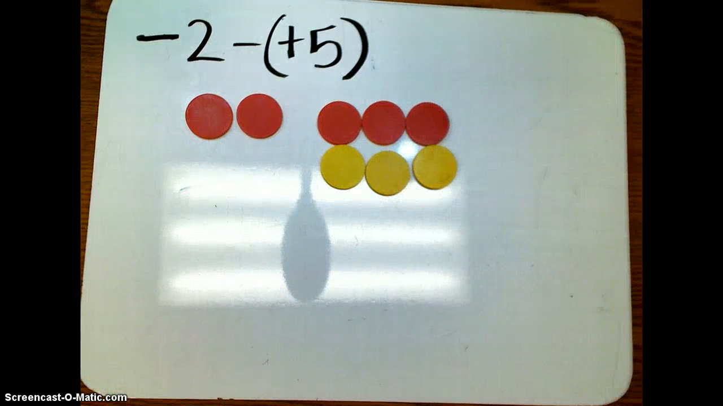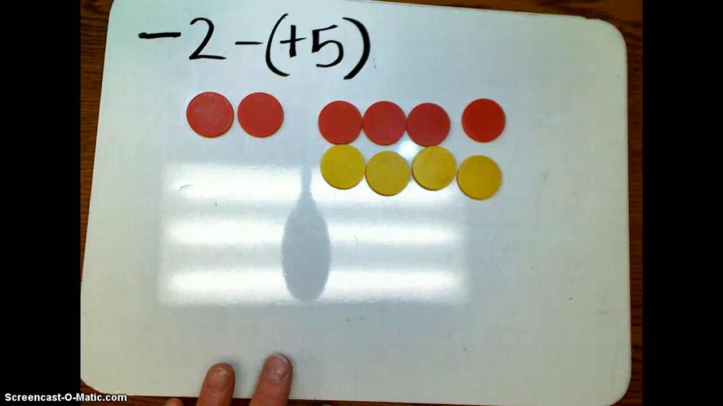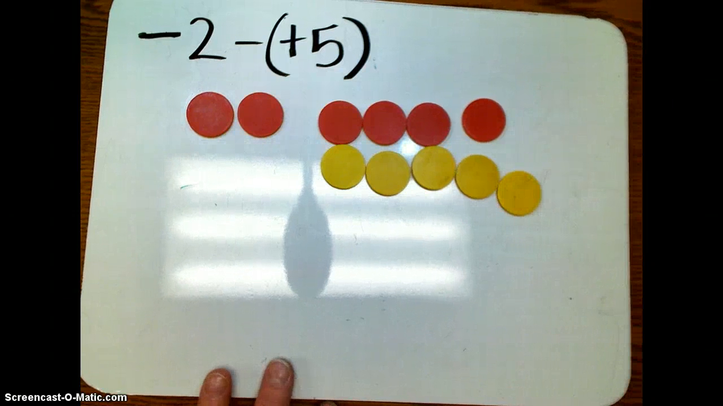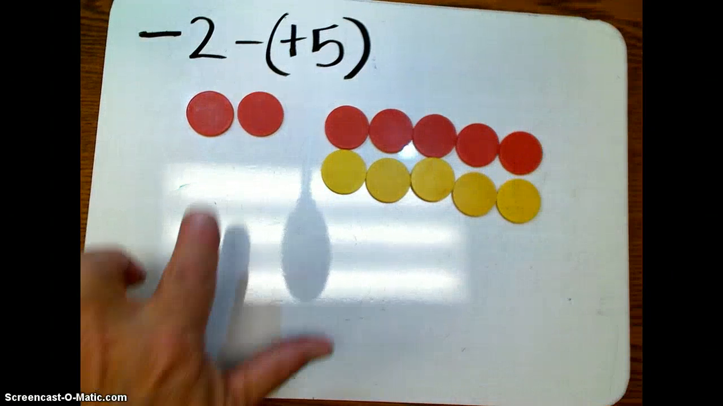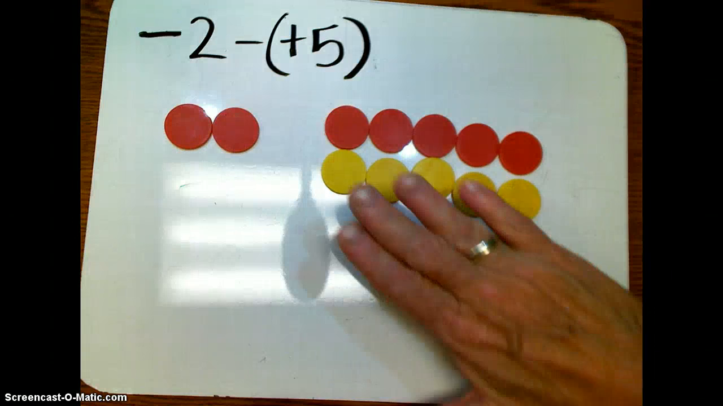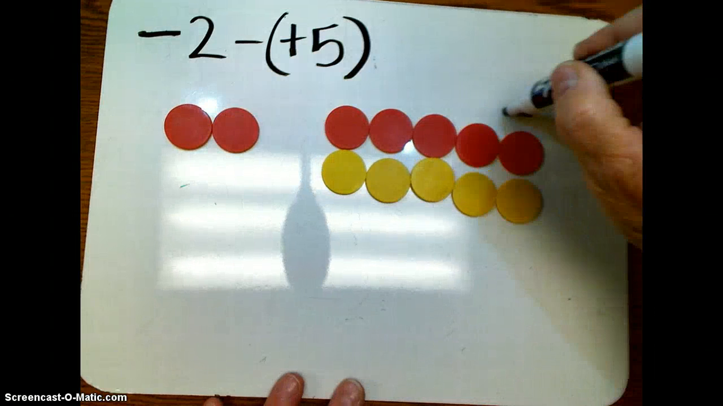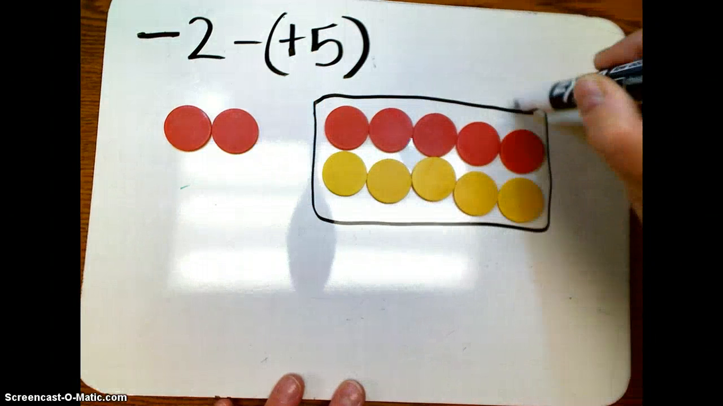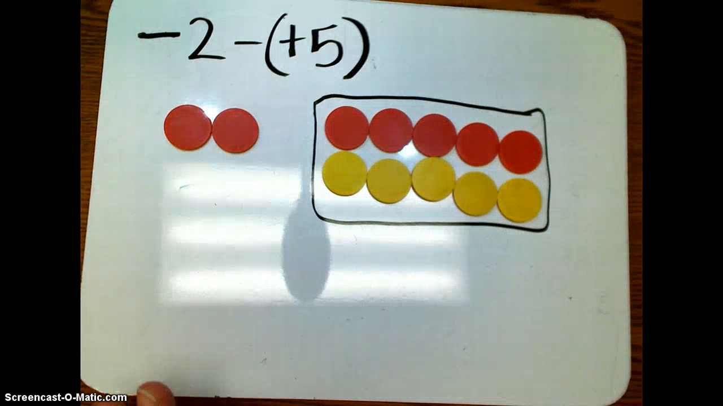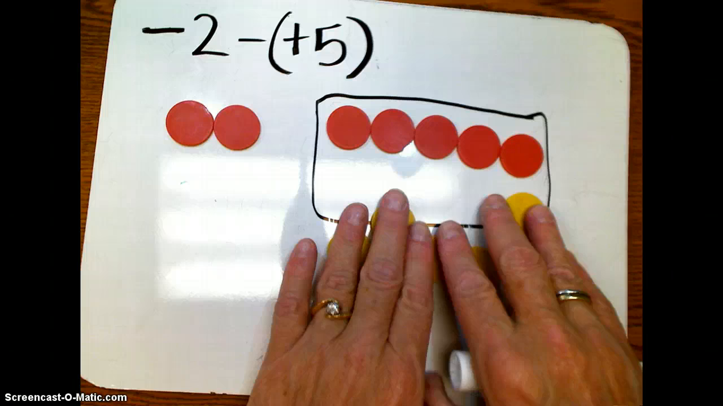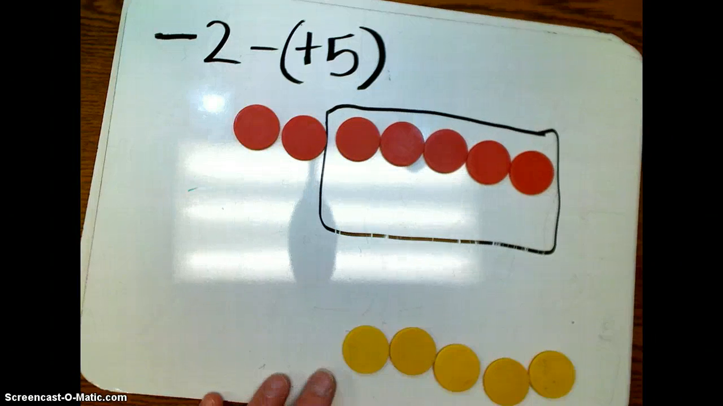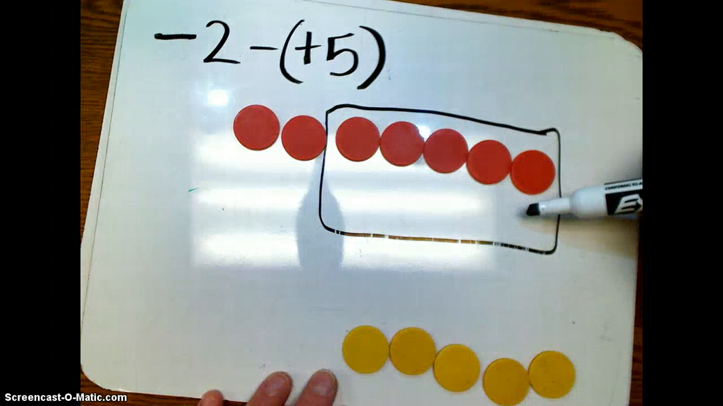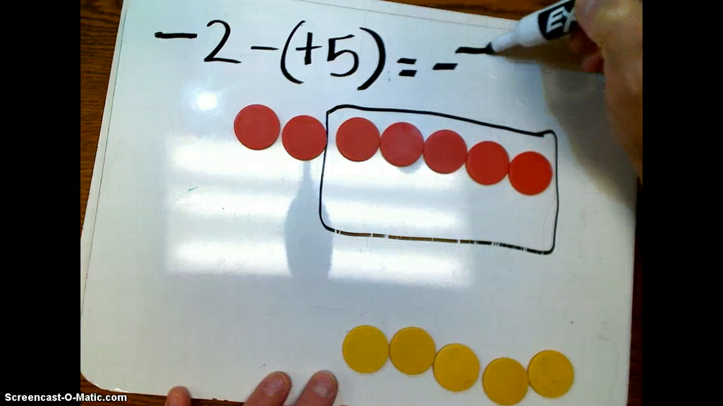3, 4, and 5. Okay, at this point I have not changed the sum of negative 2 because this entire thing is equal to 0, so I still have a negative 2. Now I want to take away a positive 5 from this negative 2, so I can do that now. So I'll remove these positive 5, and I am left with a negative 2 and a negative 5, which is equal to a negative 7.